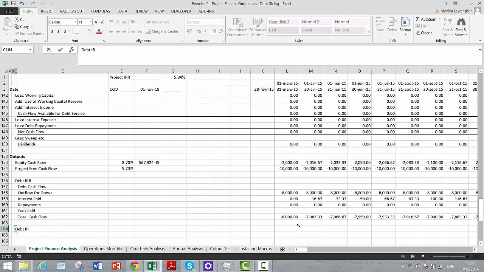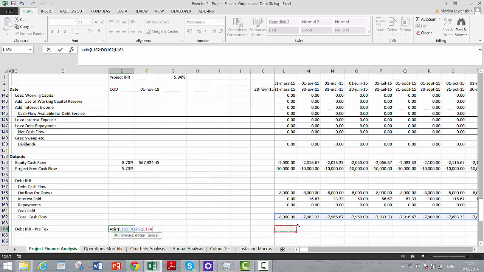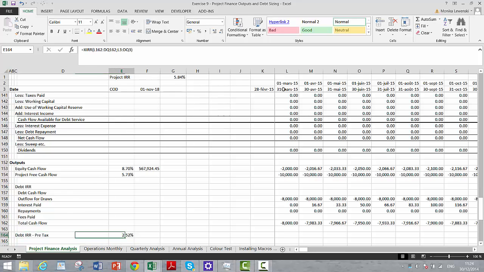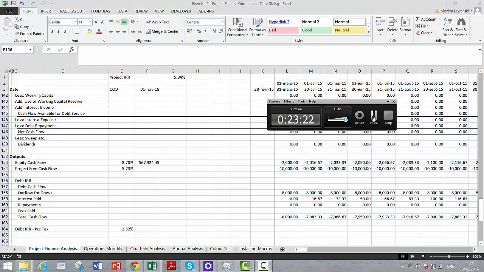Now we can compute the debt IRR, and I'm going to call that pre-tax. Okay, and that's going to be the same XIRR as we do with everything else. We put this one up and this one up. And we get a 2.52. Interesting, rather than exactly the 2%. Stop just to see if I made a mistake.